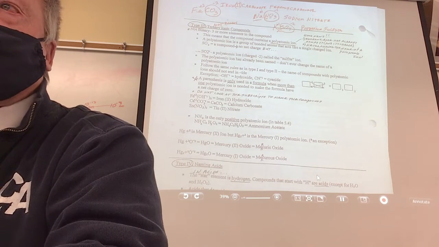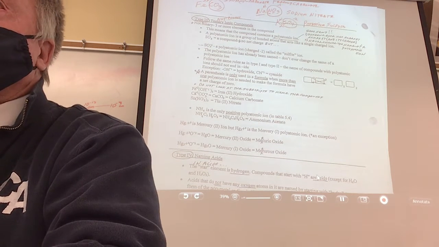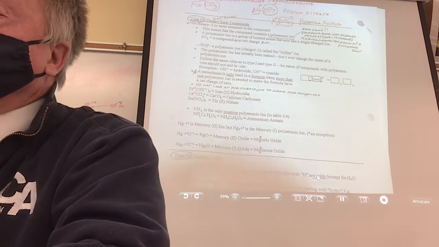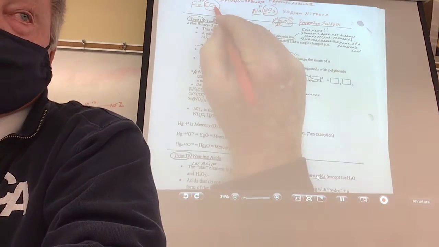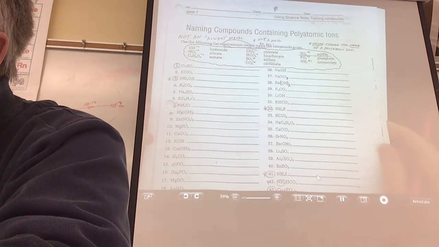Ooh, forgot something. I had to do a little extra work. Why do I have to do extra work on this one? It's not an always metal. What's the charge on carbonate? I don't have that memorized, so I gotta look it up. What is it?